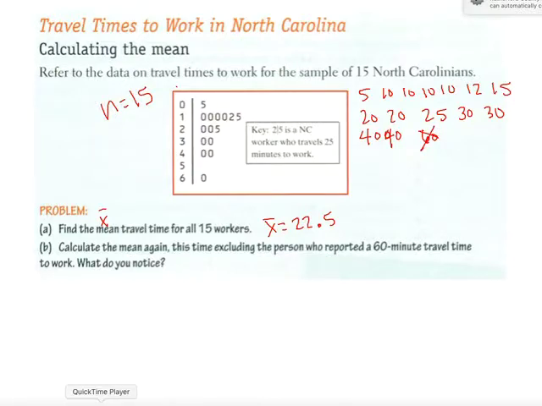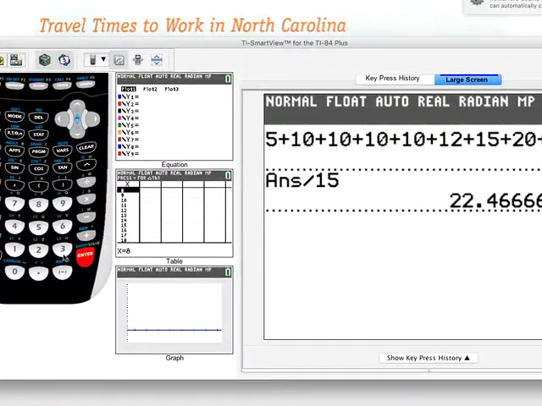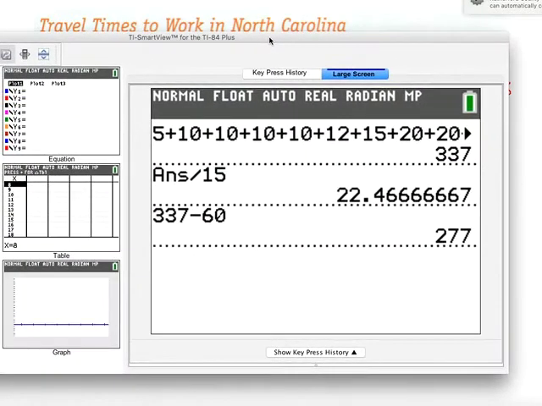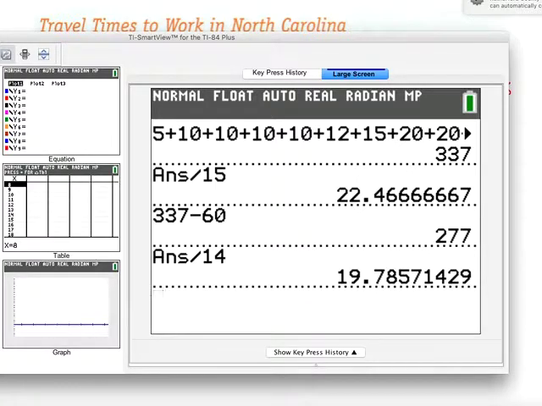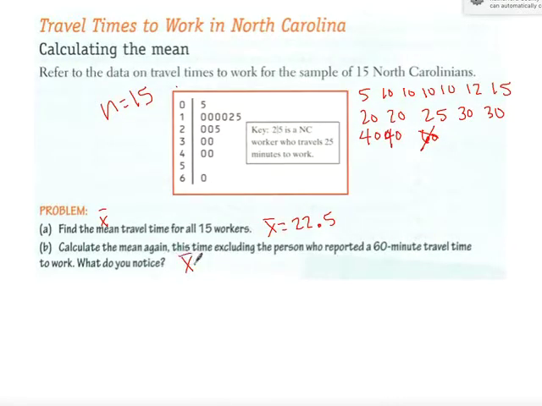If you think about it, we know that we were at 337. So let's say 337 subtract 60, because that 60 was part of the 337, and that gives us 277. This time, let's divide it by 14, because we had 15 people to start with. When we do that, we get approximately 19.8. So X bar is 19.8 when we exclude the outlier.